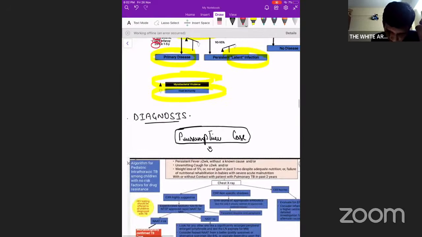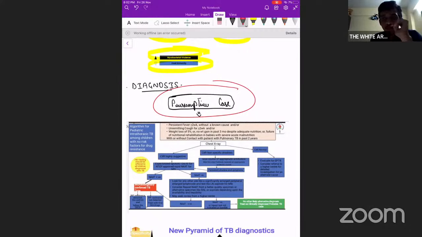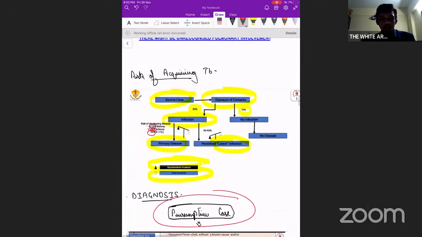Now, finally, coming to the diagnosis. We have a presumptive case of tuberculosis with us. So we have a child presenting with fever for more than 2 weeks, or cough for more than 2 weeks, or loss of weight of more than 5% in the last 3 months, or he is unable to gain weight in the past 3 months despite adequate nutrition. What do we do with them? What is the first investigation that you would like to do in such a case if you are thinking in terms of tuberculosis?